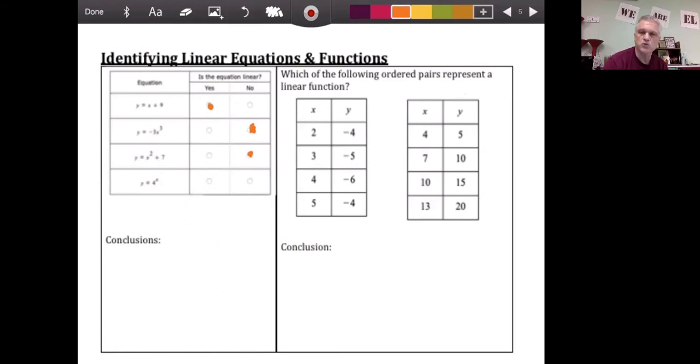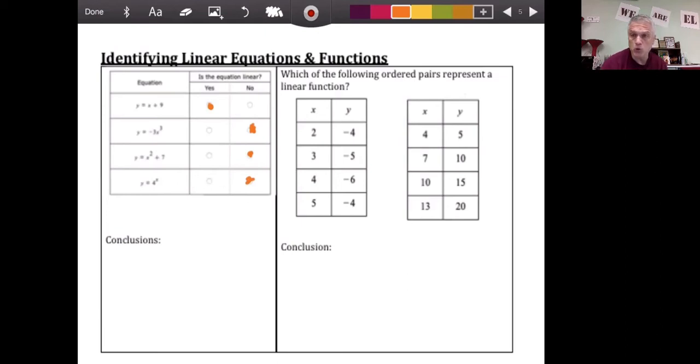And then this last one is y equals 4 to the x. Now, anytime you have x in the exponent, it's not a line, okay? You graph this if you want on a graphing calculator, and you'll see it's definitely not linear. It's not a straight graph, okay?